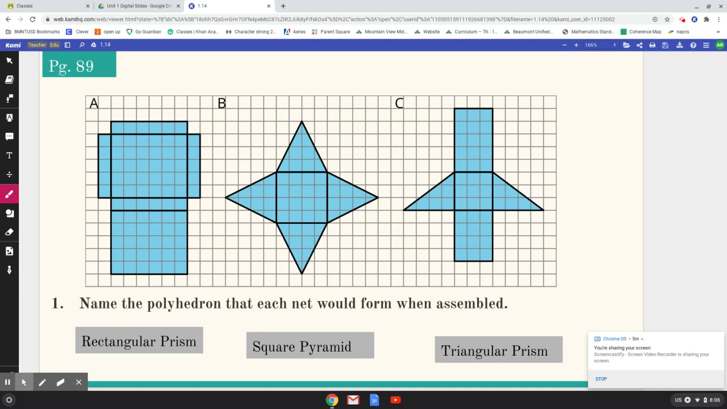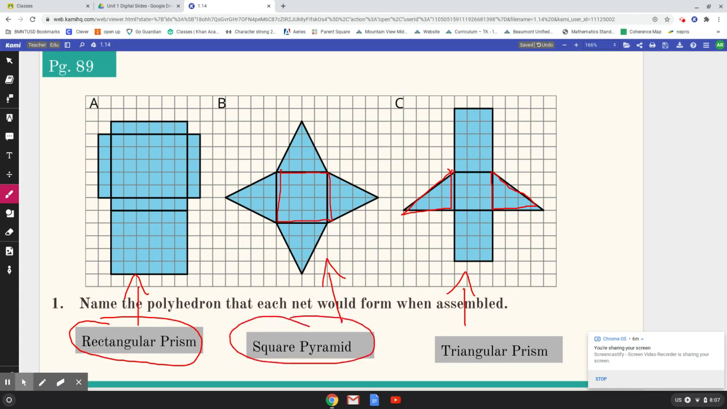So for number 1, it says name the polyhedron that each net would form when assembled. So this here is what we call a rectangular prism. That is the name of the polyhedron. This one here would be a square pyramid. Remember, pyramids are named on their base. So that's why it's named that. And then this next one would be a triangular prism. What would happen is these triangles make it different than what you see in letter A. So under number 1, you're going to write rectangular prism, square pyramid, and triangular prism. Those are the names of A, B, and C.